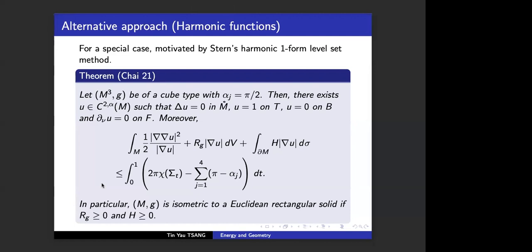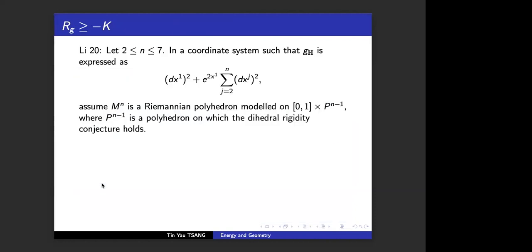So Hessian u vanishes, what does it mean? It means gradient u is parallel. And then we can choose three orientations, so a three-dimensional manifold admitting three parallel vector fields must be flat. So it's done, we can tell it is isometric to a Euclidean rectangular solid or cuboid. And then what we can do further regarding the dihedral rigidity conjecture.